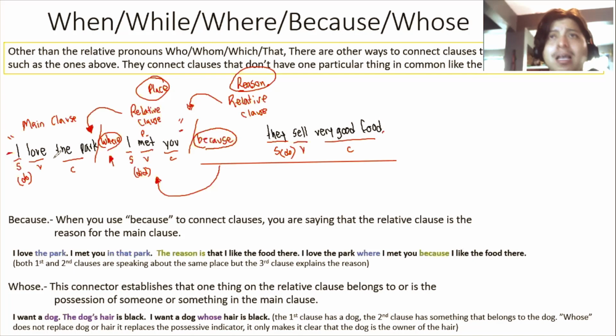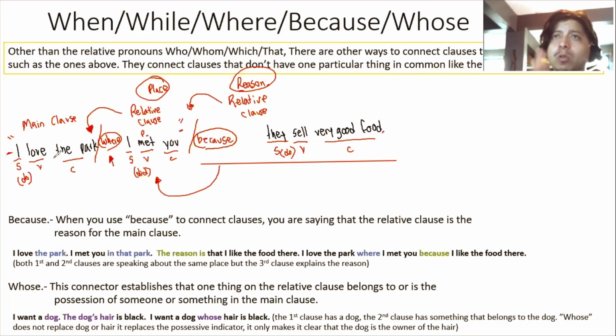If somebody says, I love the park because they sell very good food, you can say, which park? The park where I met you. Okay, I know which park and I know why you like it. So I have more and more and more information. Okay, so this is the use of these relative clauses.